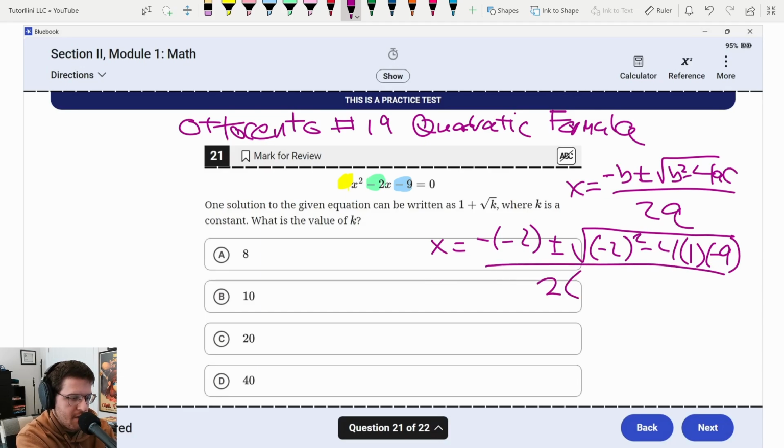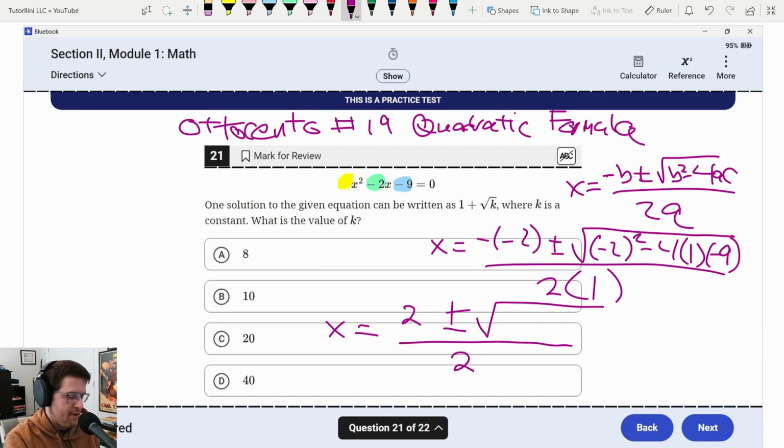over 2 times 1. Okay, so now I'm going to clean up these three areas of the formula. So negative 2, that's 2. 2 times 1, that is also 2. And then root, what do we have here? Negative 2 squared minus 4 times 1 times negative 9. I'm getting 40. The next step is to simplify the radical.